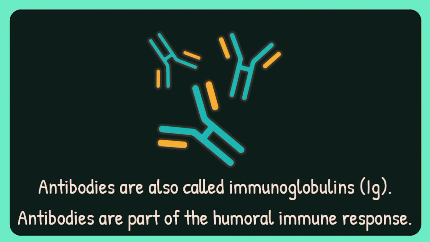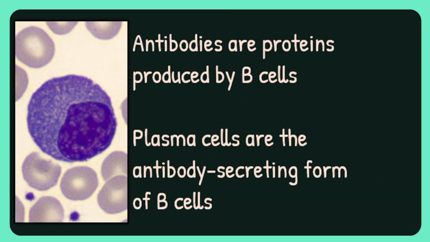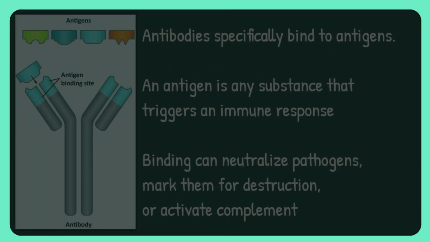Antibodies, also known as immunoglobulins, or Ig, are key players in the humoral immune response, circulating in body fluids to help neutralize and eliminate pathogens. Antibodies are proteins made by B cells. When B cells become plasma cells, they turn into antibody factories, pumping out large amounts to fight off invaders.